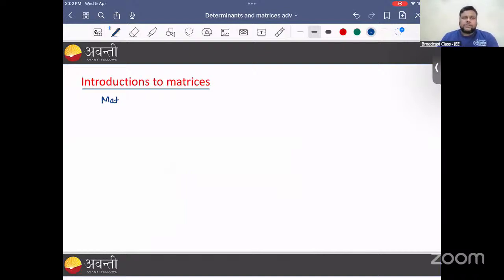All right. So what is a matrix? A matrix is a rectangular array of numbers. Rectangular array of numbers.